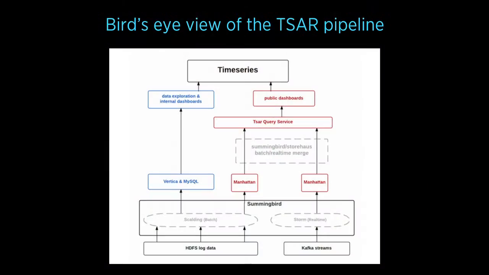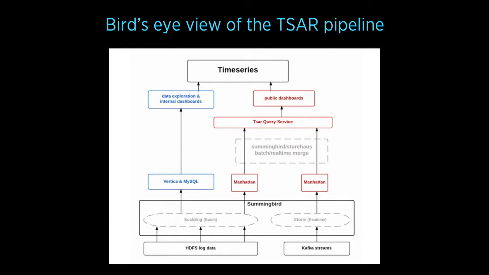Then if you want to write data out into Vertica or MySQL, there's no real-time component. We don't have a real-time job hammering into Vertica, but you can write offline data there to do ad hoc investigations that can then be used for data exploration or for internal dashboards. If you want a user-facing product, you could write your data out into a key-value data store. So your offline and online job would go into Manhattan. Using the Hummingbird Storehouse batch libraries, there's a Thrift query service that queries this data and then can be queried by a public-facing dashboard to provide a time series to the advertiser. So that's roughly what a bird's eye view of the pipeline looks like.